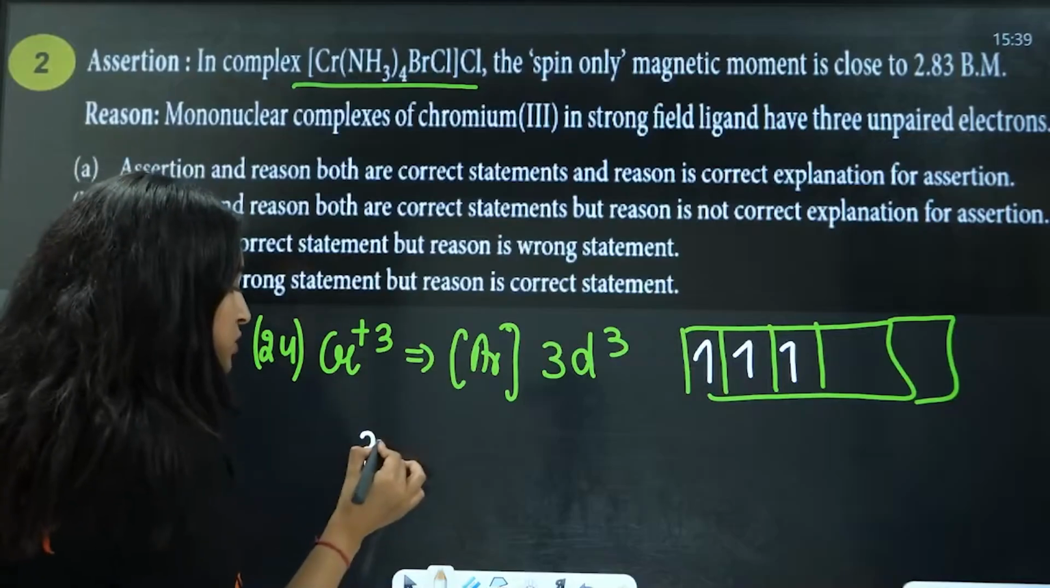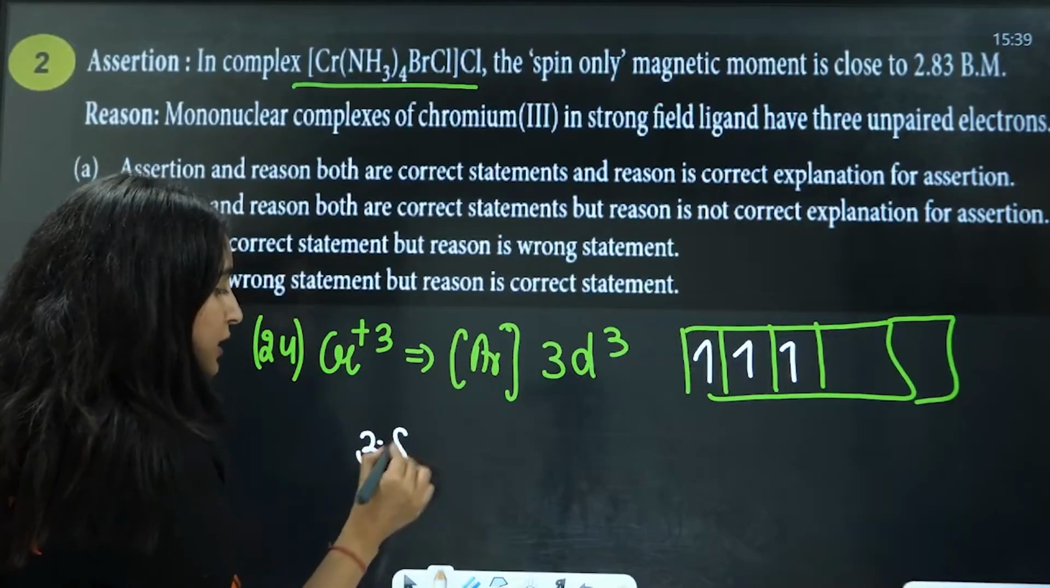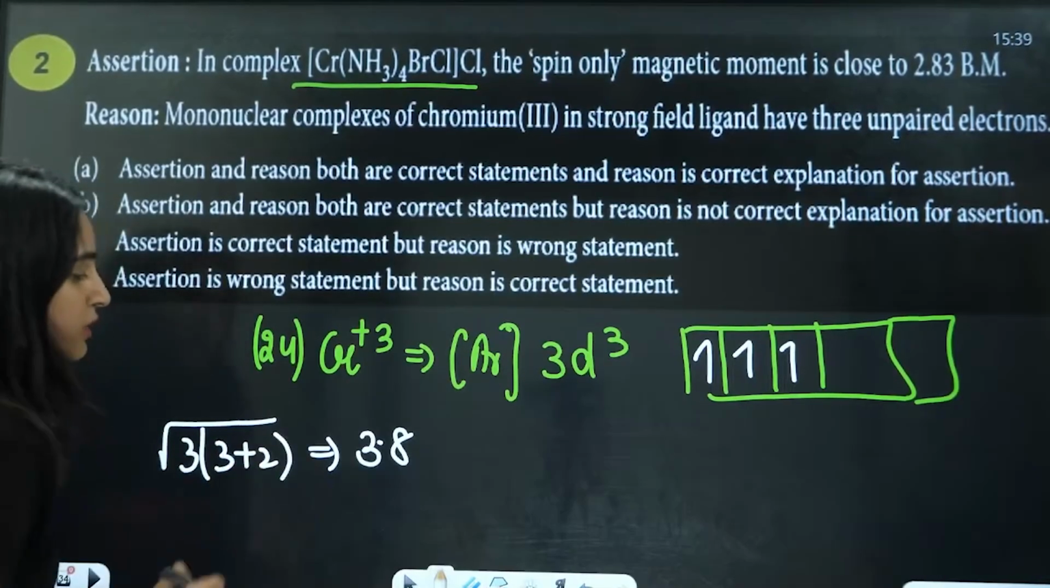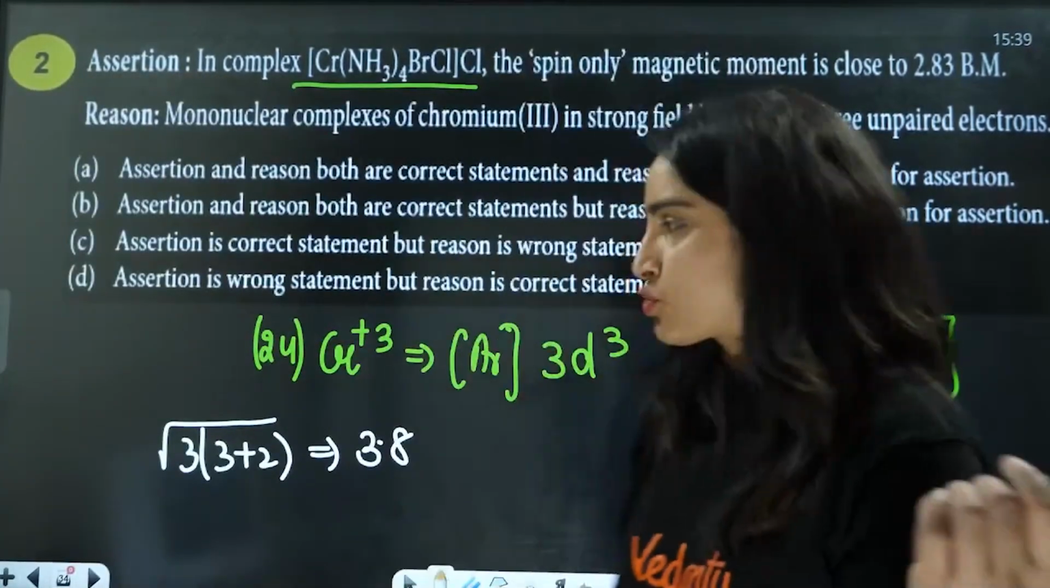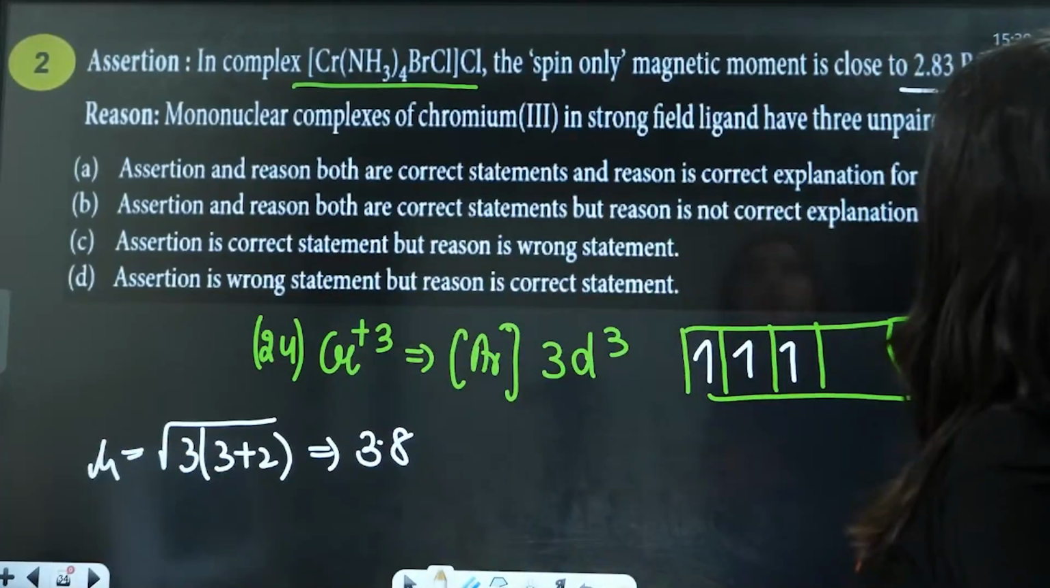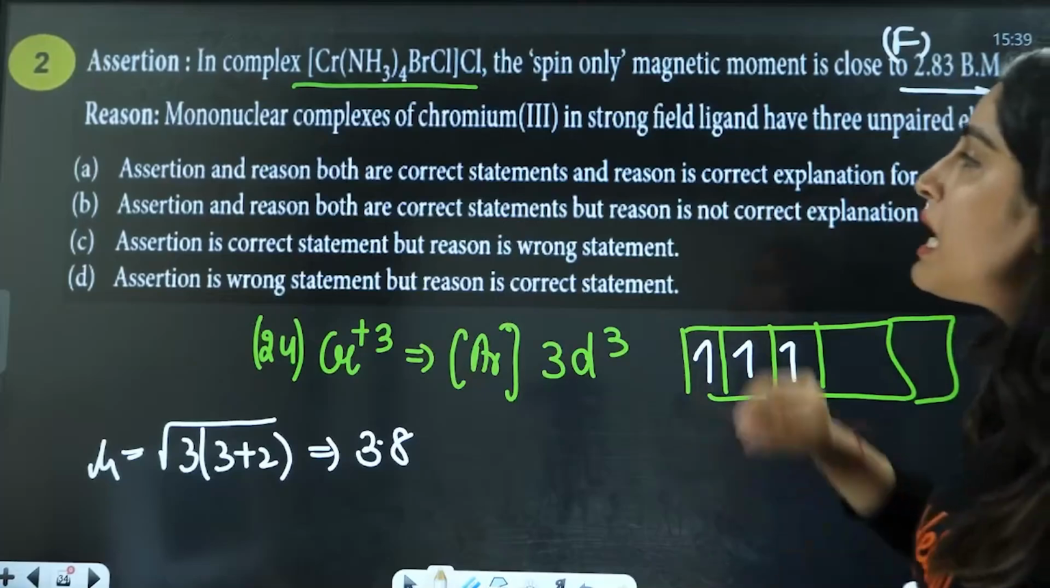For 3 unpaired electrons, the magnetic moment is 3.87, that is root of 3 into 3 plus 2. So this is not equal to the given value. This is the false statement.